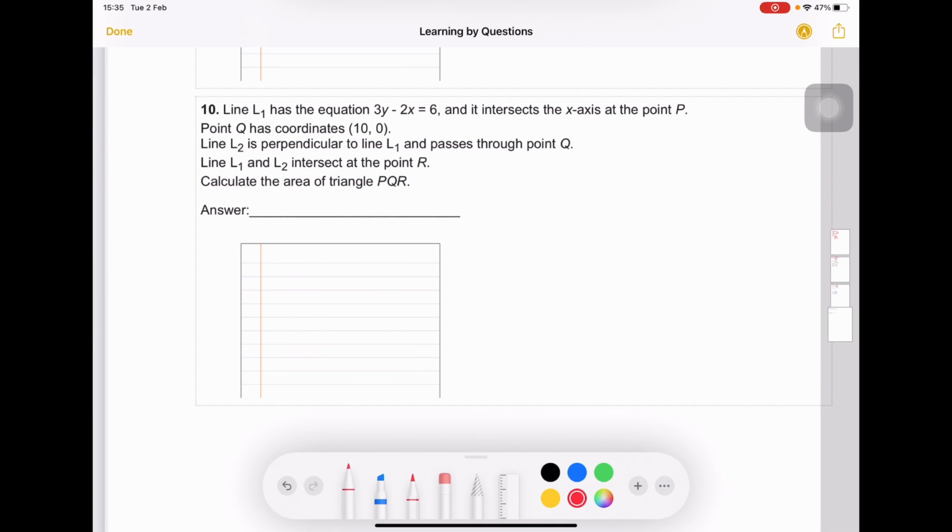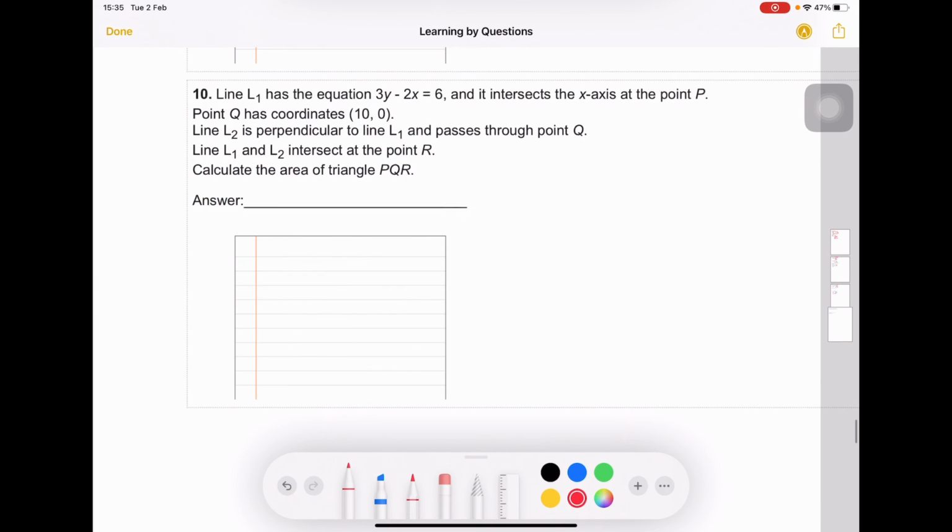Question 10. Line L1 has this equation. So whenever I see an equation in this form, I'm going to rearrange it because it is a lot easier to work with an equation which is in the form y equals mx plus c. So this is going to be 3y equals 6 plus 2x, which is y equals, let's write 2 over 3x plus 2. So now I know my gradient and my y-intercept.